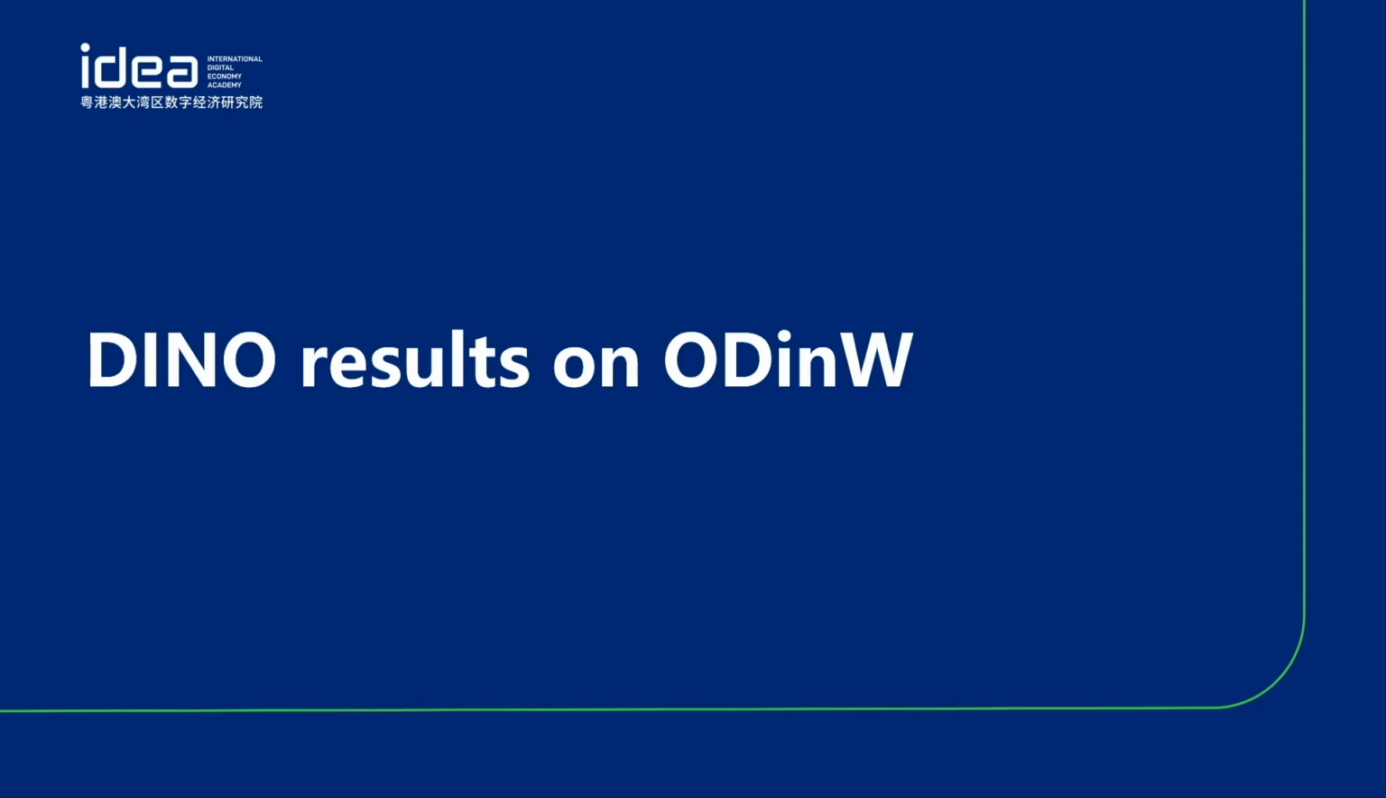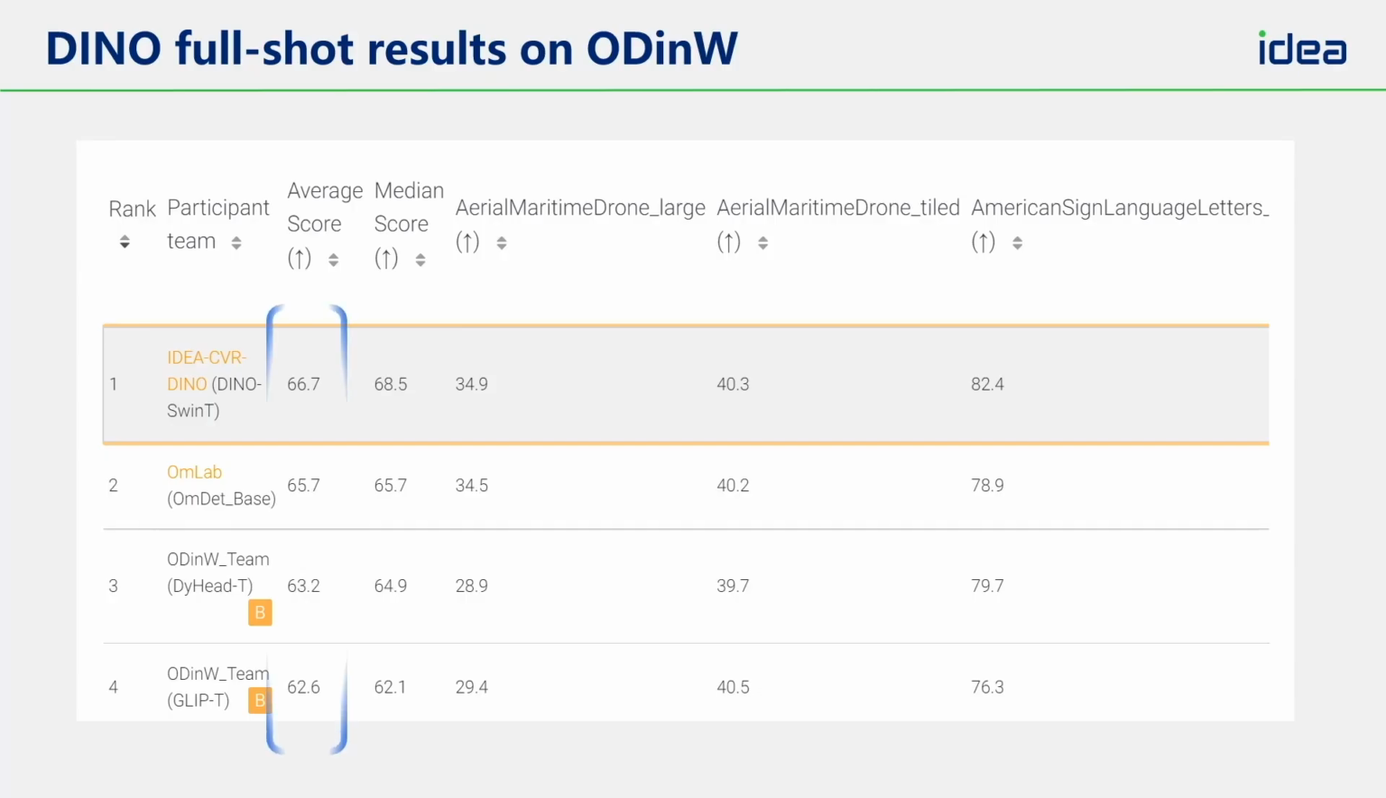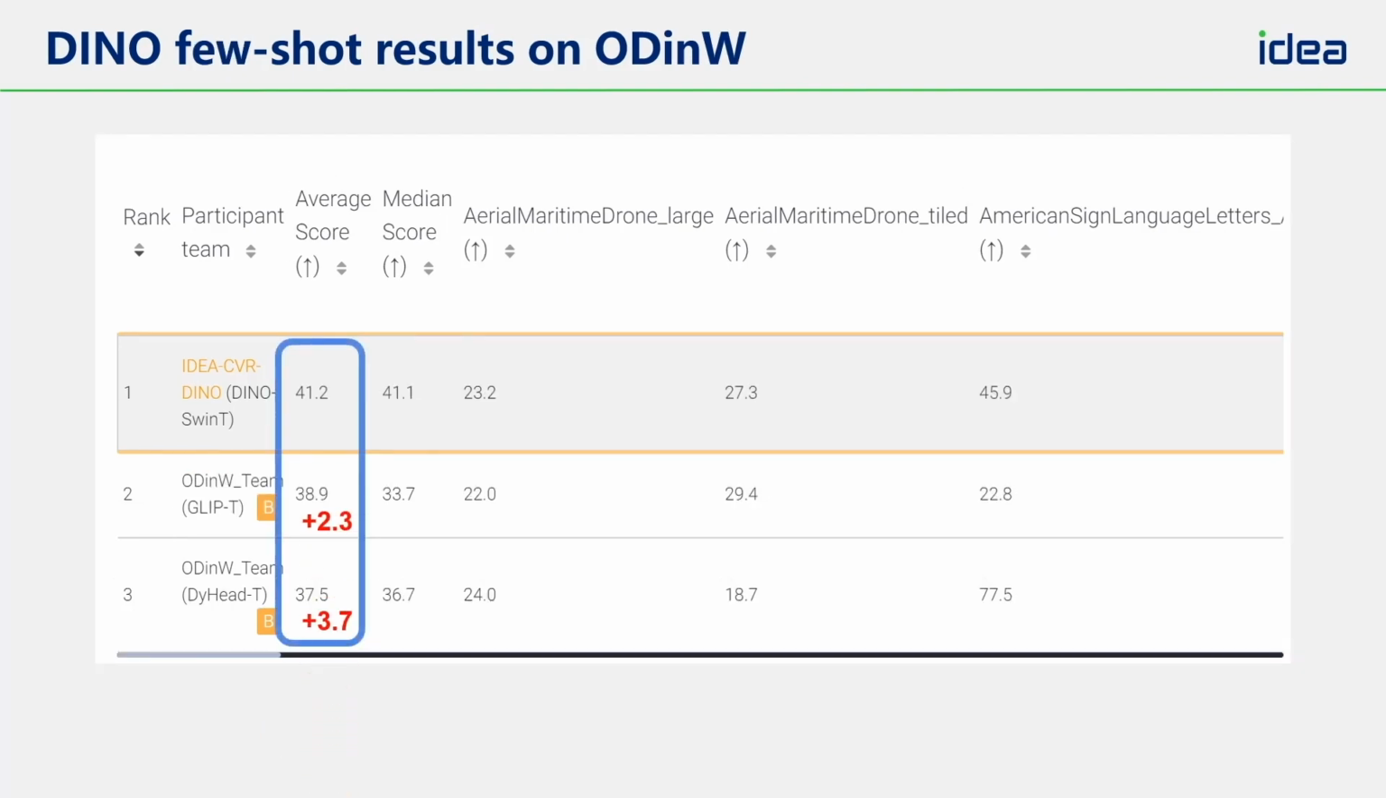We are interested in its performance on long-tailed datasets. Hence, we took part in the challenging object detection in the wild competition. The results are also promising. We got first place in both full shot and few shot settings in the competition. Our model obtained 66.7 AP on the full shot benchmark, a 1 AP gain compared with the runner-up. Also, on the few shot benchmark, our DINO outperformed DetCLIP-T with 2.3 AP gains.